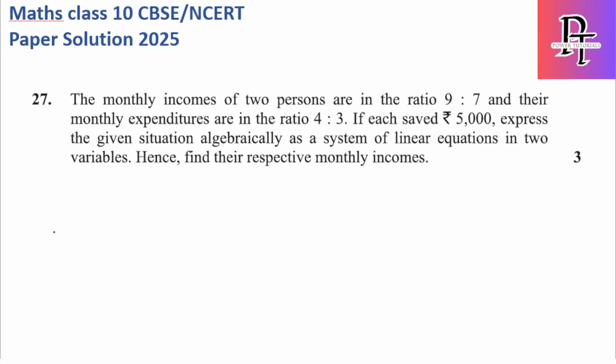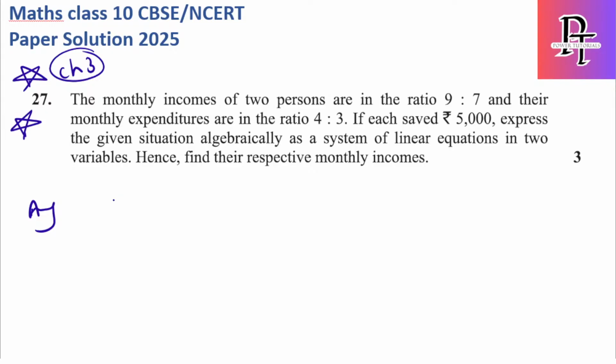The 27th question. This is interesting, and I say this is very important. It is from chapter 3, linear equations in two variables. This type of question will be coming, where you have to use algebraic methods, either elimination or substitution, to solve. Okay, let's see the question. The monthly incomes of two persons are in the ratio 9 to 7.